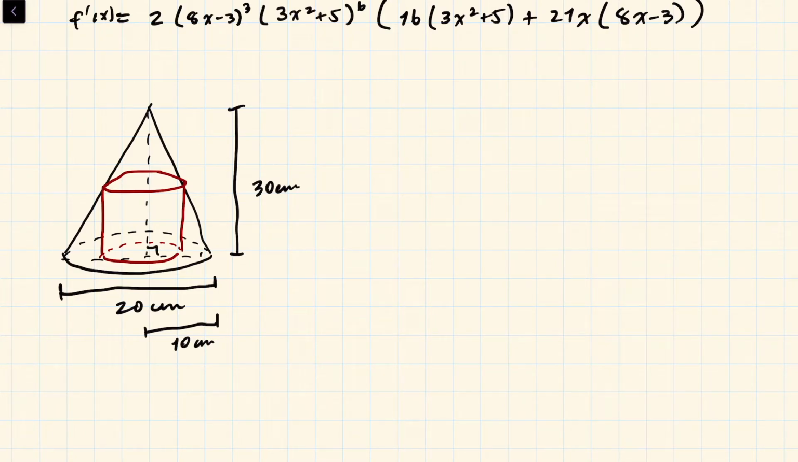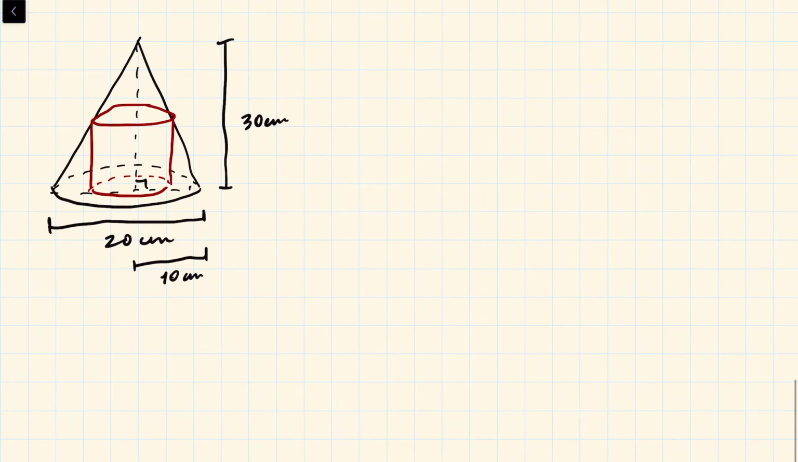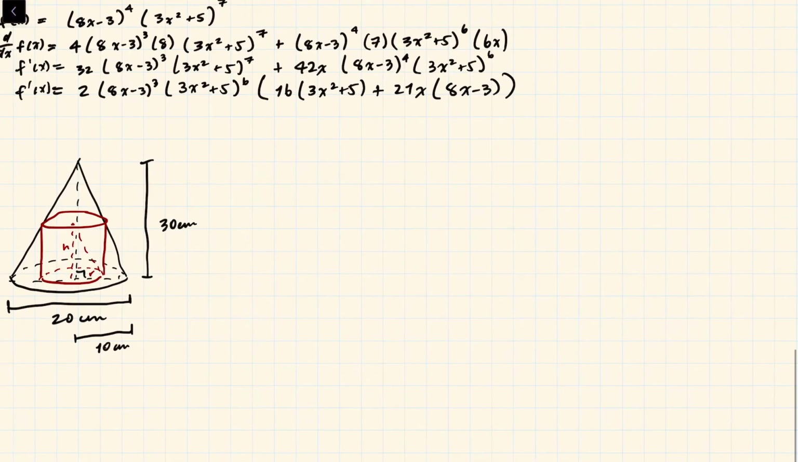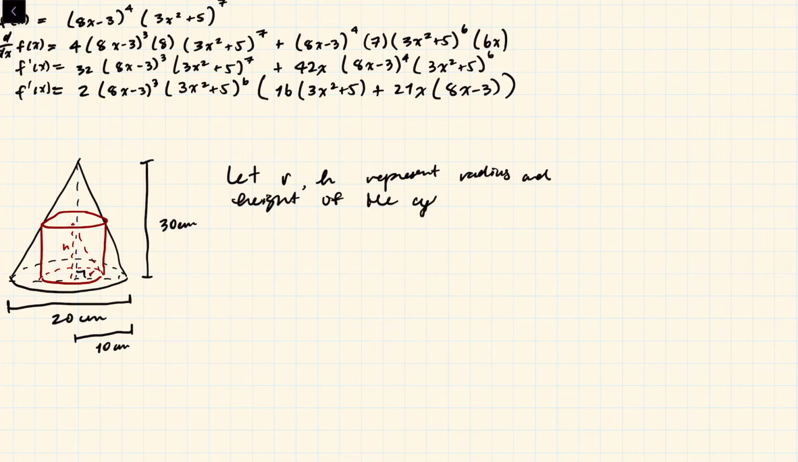Okay. Don't mind this messy drawing, but notice this cylinder also has a height and a radius too. Right, so that's little r and h, we'll call that. You would have to put, like, let r, h represent radius and height of the cylinder.